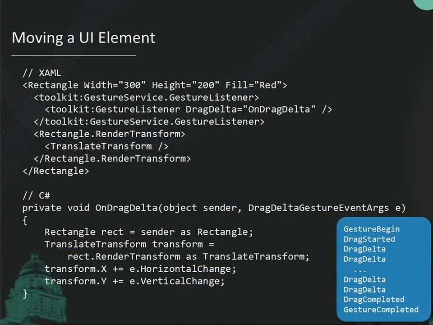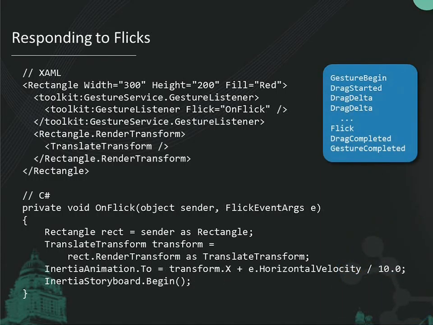Because when you saw me touch the penguin with the finger and start dragging him around, all I was doing was responding to drag delta events fired by a gesture listener attached to that penguin. I'm showing an example of how to do that here. Notice that each time a drag delta event fires, it gives me a pair of properties named horizontal change and vertical change. I can simply apply those to the x and y values of a translate transform, and whatever I'm moving around that screen will simply move with my finger with no additional logic required.